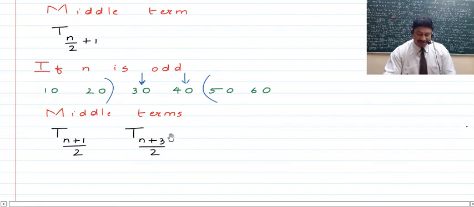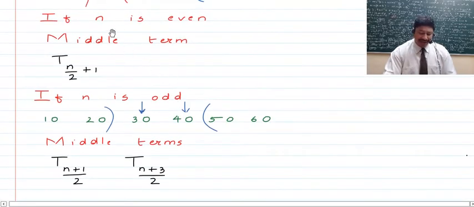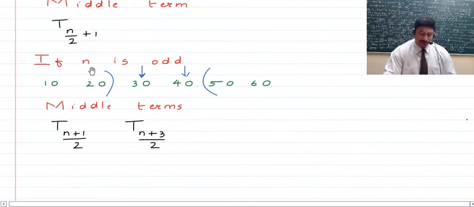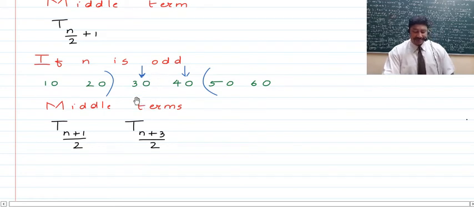So this, children, is the gamut of formulae that we have for finding out the middle terms. I'm sure you must have understood this, right? That is, when we talk about n to be even, then the total number of terms will be odd, and then the middle term will be given by T(n/2+1). And if suppose we talk about n to be odd, then obviously what will happen is we will have the total number of terms to be even.